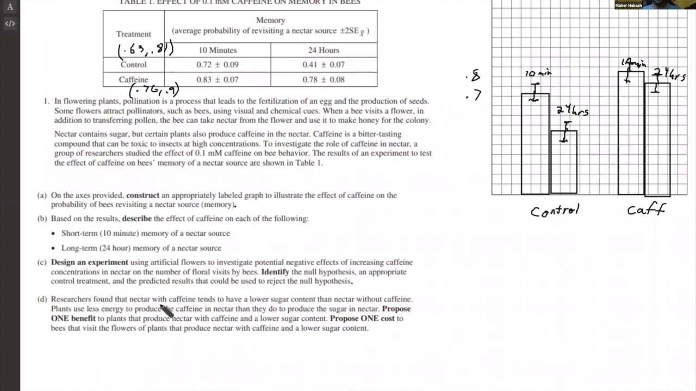Researchers found that nectar with caffeine tends to have a lower sugar content than nectar without caffeine. Plants use less energy to produce the caffeine in nectar than they do to produce the sugar in nectar. Propose one benefit to the plants that produce nectar with caffeine and a lower sugar content, and one cost to bees that visit the flowers of plants that produce nectar with caffeine and the lower sugar content. So quickly, we'll just talk about this one, I'd say.